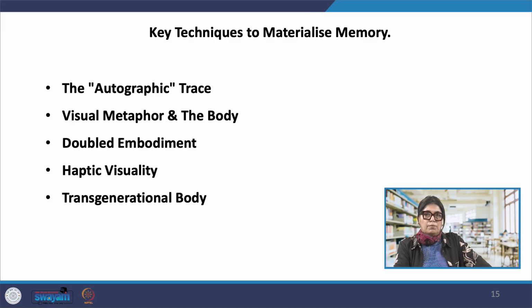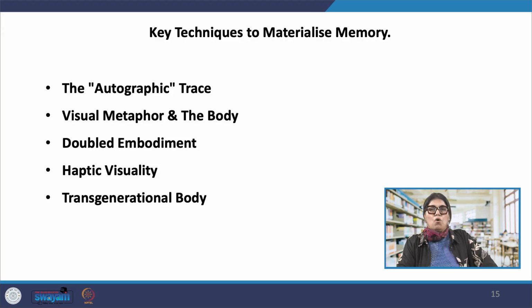Doubled embodiment: memoirs often show the author as both the witness narrator and the participant, the younger self, in the panels. This allows readers to see the physical impact of memory across different time frames simultaneously. Haptic visuality: authors use texture, scribbles, or heavy ink techniques, sometimes called haptic mark making, to make the reader feel the sensory weight of a memory beyond just seeing it.